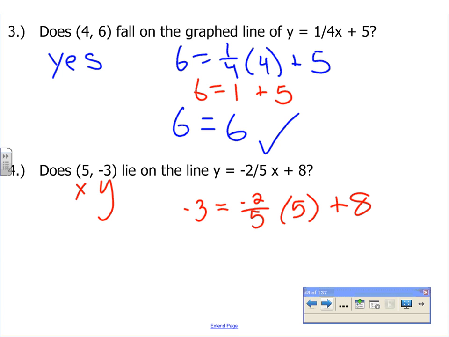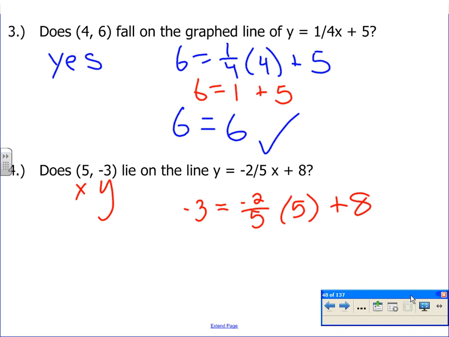What is negative 2/5 times 5? Either on your calculator or mentally. What's negative 2/5 times 5? Will? Good, negative 2. So we have negative 3 equals negative 2 plus 8. Again, if you're not sure, use your calculator, put that in parentheses, and hit times 5. What's negative 2 plus 8?